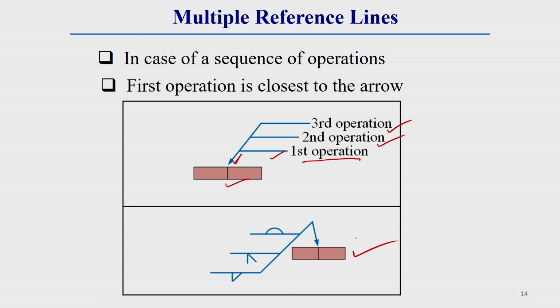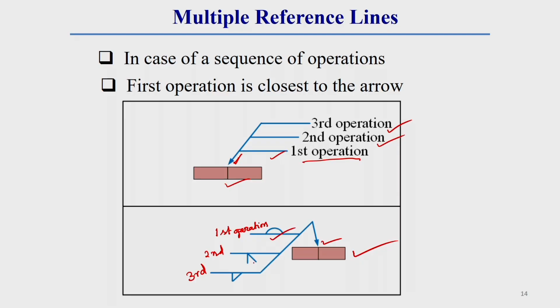Here the first operation, as I have already told you, is closest to the arrow. So, closest to this arrow, this symbol is there, and this will be your first operation. Then what will be the second operation? After that, whatever the horizontal line is, this will be the second, and this will be the third operation.